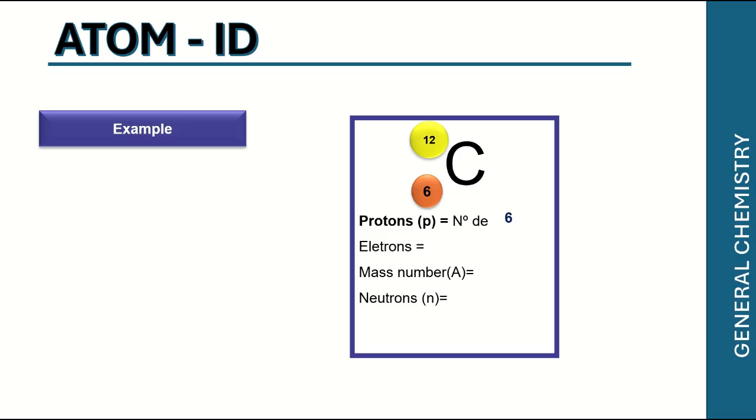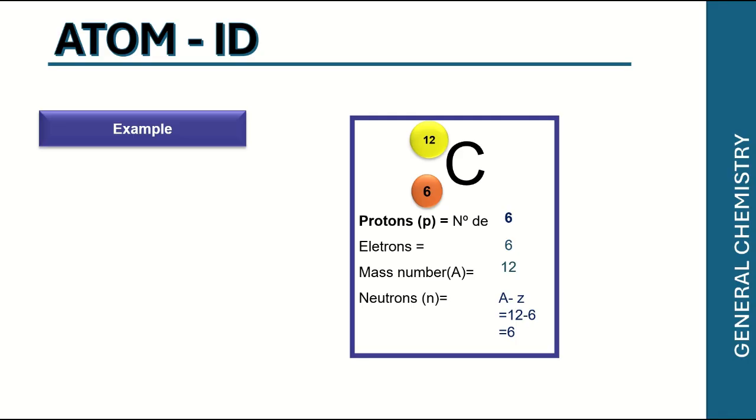So we have 6 protons, so that is the atomic number. We have 6 electrons, because in a neutral element, the number of protons will be exactly the same as the number of electrons. Okay, so if you have 6 protons, I'm going to have 6 electrons, unless you have a charge. That will be different, and we're going to talk about that later. Mass number, so it's 12. So 12 minus 6 is 6, so we have 6 neutrons.